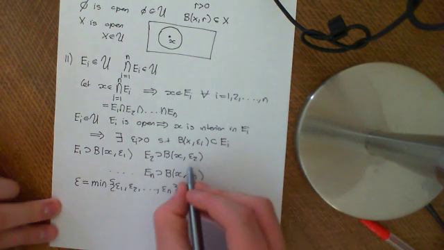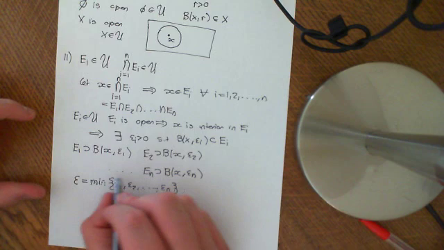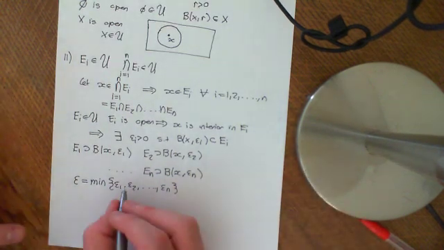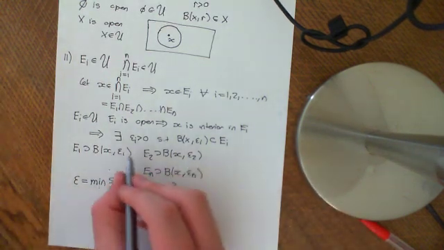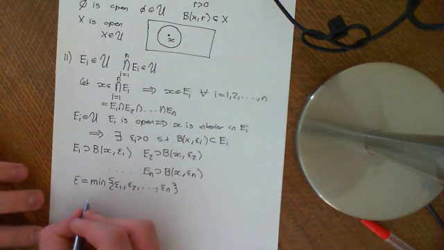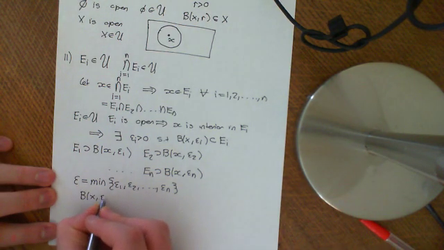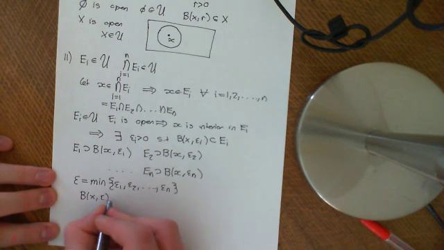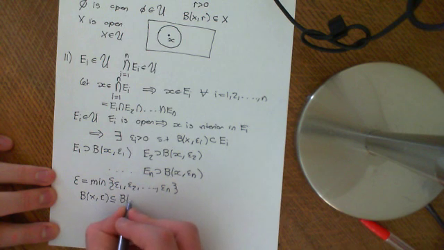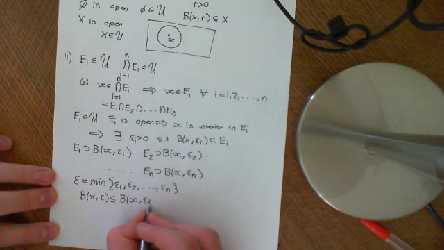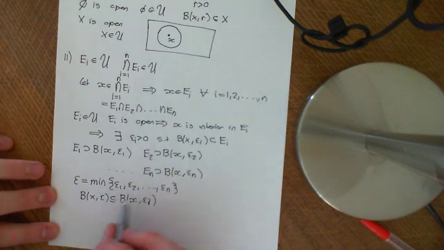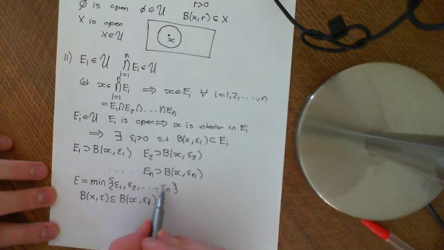So I want you to take the minimum of all of these balls here, the minimum of all of the radii of these balls, and call that epsilon. Then it is true that the ball around x of size epsilon is completely contained within the ball around x of size epsilon I. Epsilon is smaller, it is the minimum of all of these.